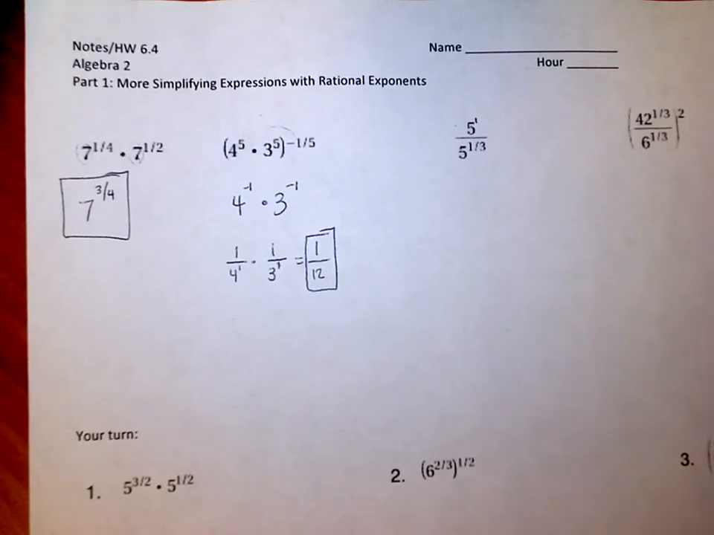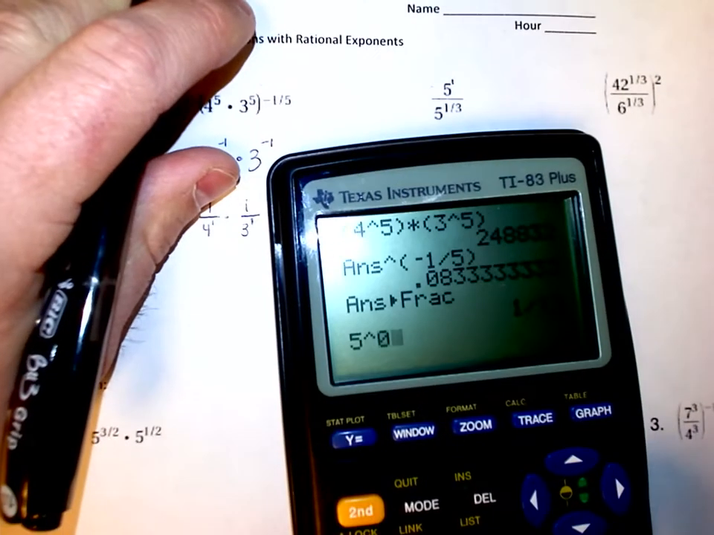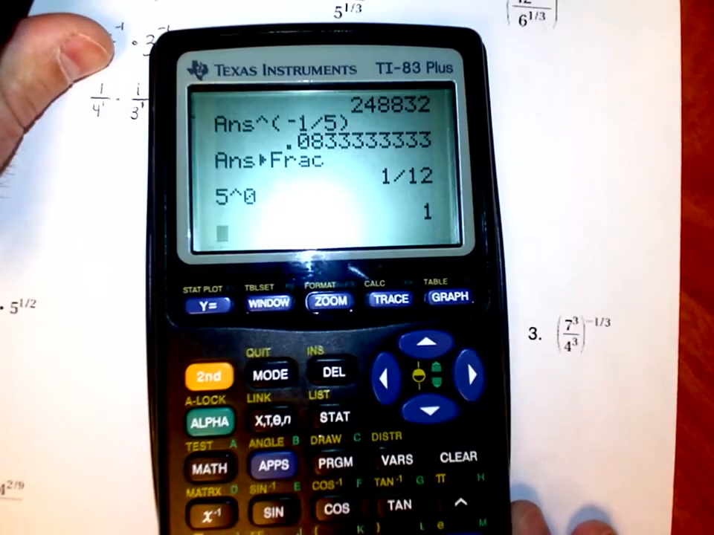If it was 5 to the 0, notice on my calculator I can type that in. 5 raised to the 0 power would be 1. In fact, anything raised to the 0 power is 1. Sorry about the glare from the light.